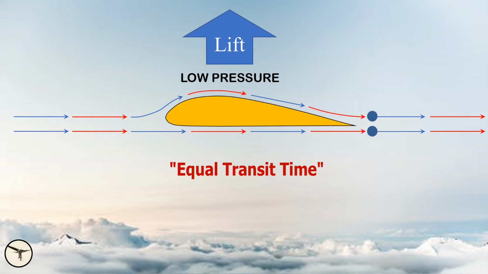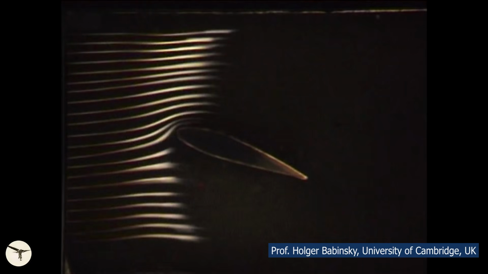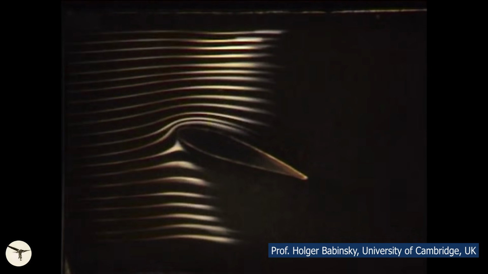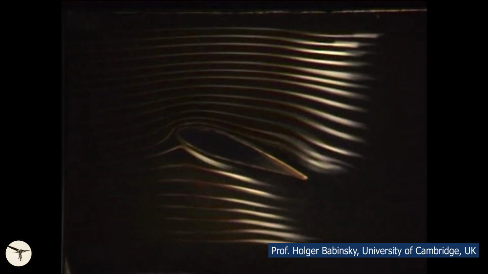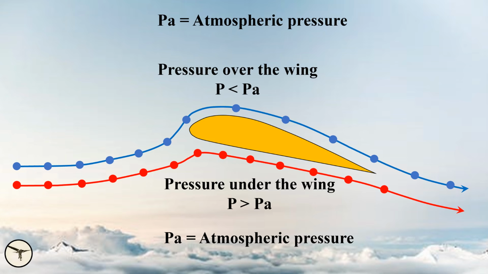And while it's correct that the static air pressure will drop when the velocity increases, it's impossible for the air particles over the wing to know the position of the particles under the wing. In a wind tunnel, we can see that the air flowing over the wing reached the end of the wing much earlier than the air flowing under the wing. This is what I addressed in my previous video.